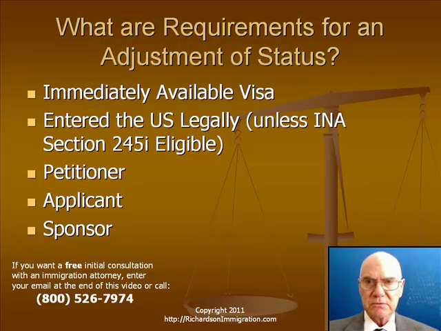You also have 3 players in the process. One is the petitioner, the other is the applicant, and the other is the sponsor. The petitioner can be both the petitioner and the sponsor. The petitioner is the person who's requesting an adjustment of status for their loved one, for a spouse, etc. The applicant is the person who's actually applying to get a green card or lawful permanent resident status. The sponsor is the person, usually the petitioner, who has the income requirements necessary to guarantee that the person will not be going on welfare and that, in fact, will be living in the United States without public assistance.